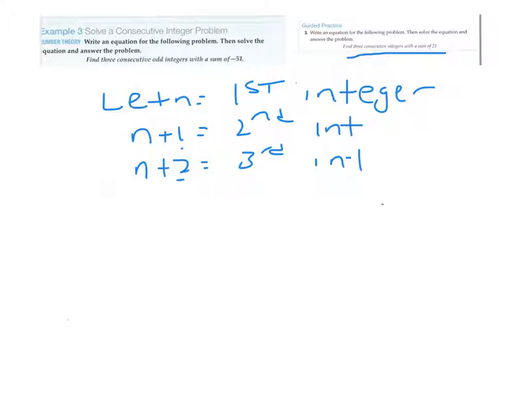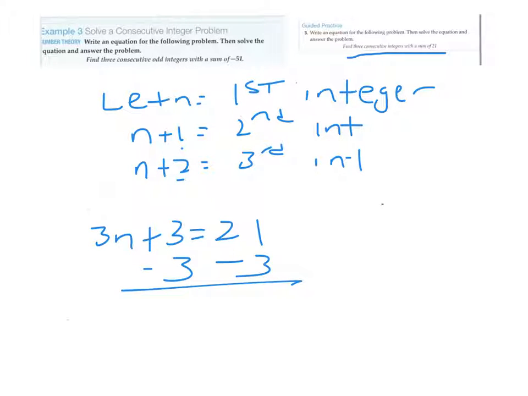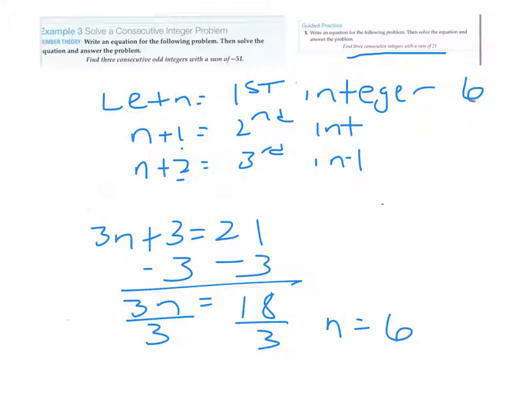In this case, we want 3 consecutive integers that add up to 21. So if I add them, 3n plus 3 equals 21. Now I just solve the equation from here, which gives me 18, 3n divided by 3, n equals 6. So if my first integer is 6, my next one is 7, and my next one would be 8. And if I add those up, I get 21. So there's my check.